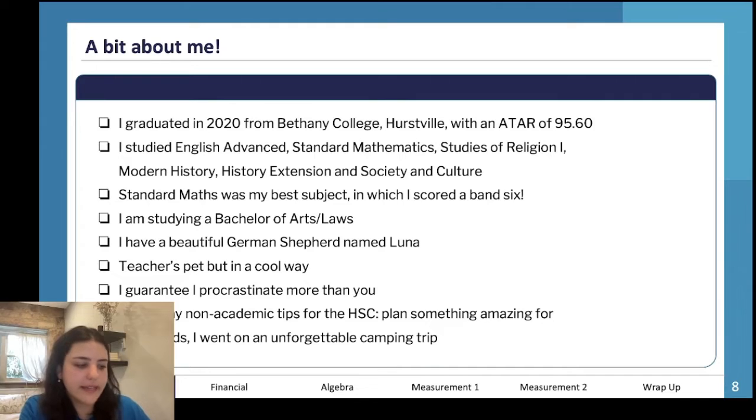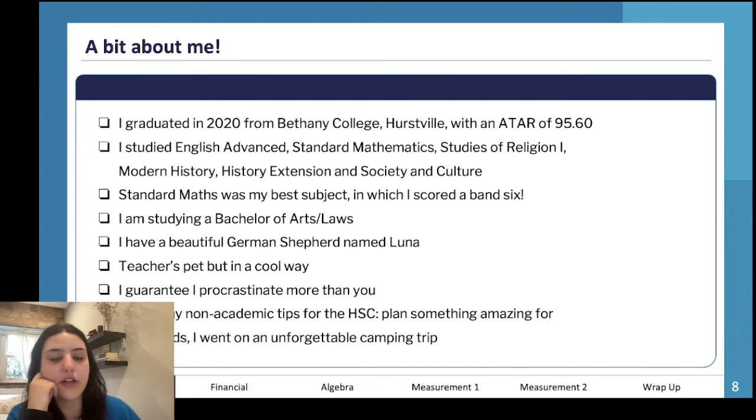I got a band 6 in all of my subjects except for History Extension, where there's a different scale. I got an E3, I got 44. You need a 45 for an E4, which is the highest. So I was 1 mark off of straight band 6s. And when I realized that, I did not care at all because I was just so happy to be done.